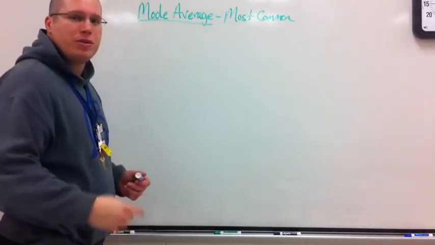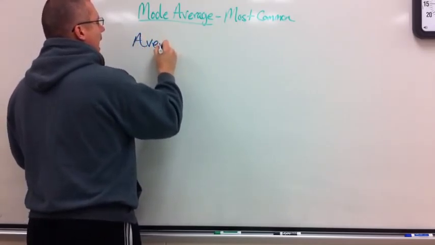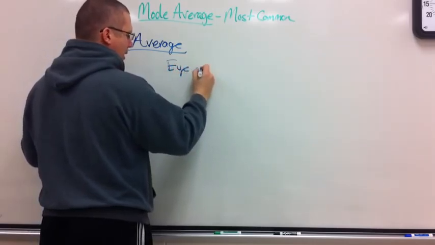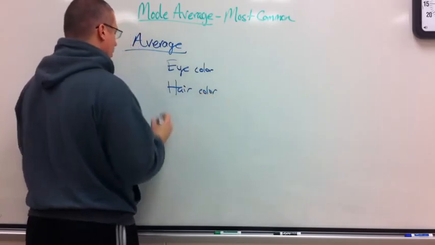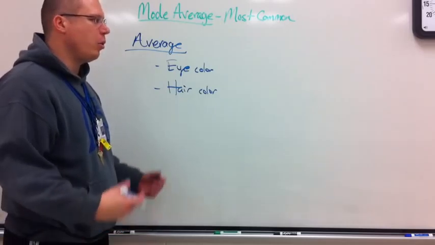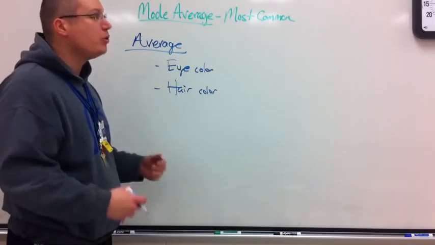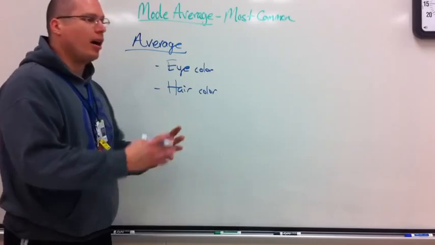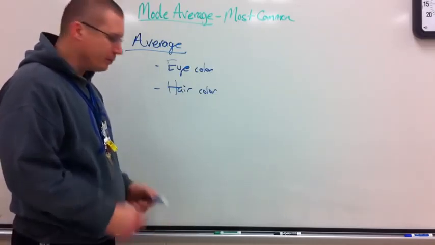Mode is best used for things that don't have numbers. When you're dealing with what is the average eye color, hair color. Pick other things that don't have number quantifiers with them. But this is what mode usually is used for. What's the average eye color? Brown. What's the average hair color? Brown. So that's what mode is best used for.